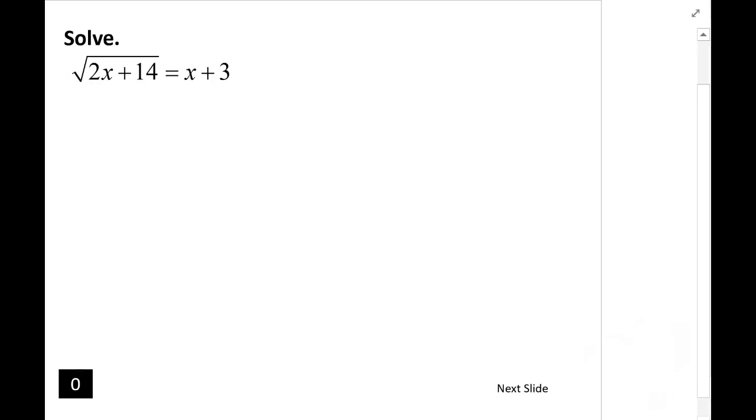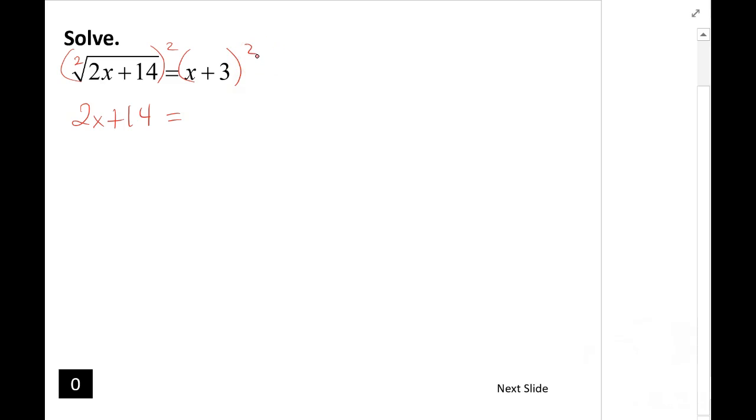Okay, so now here, just remember we don't have an index. If there's no index, that means that's 2. So let's again raise everything to the power of 2. Okay, so now that makes this radical cancel out. Oops, not equal there. And now we have x plus 3 squared.